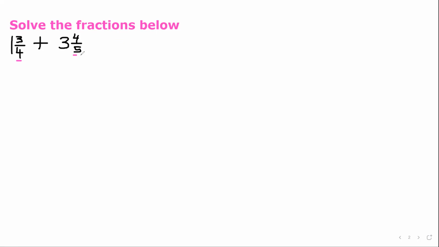A proper fraction is where the numerator is smaller than the denominator. So make note of that. Anytime you are solving a mixed fraction, you change to improper fractions, or you first perform the operation on the whole numbers, because now we have 1 whole number 3 over 4 plus 3 whole number 4 over 5. Since the whole numbers, let me write the solution first.